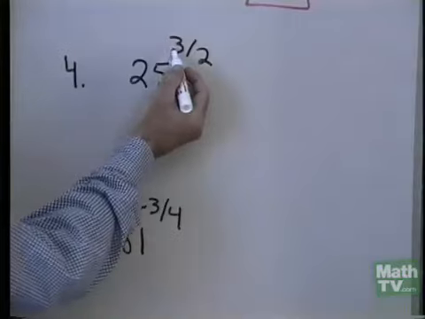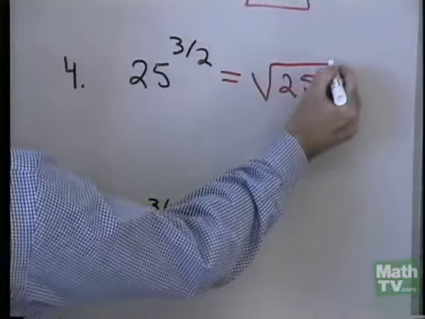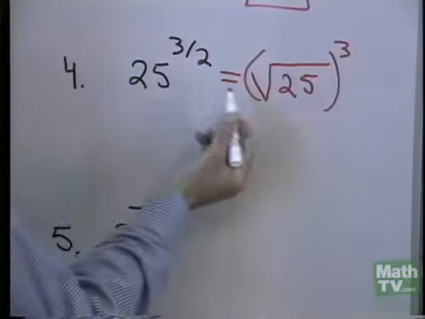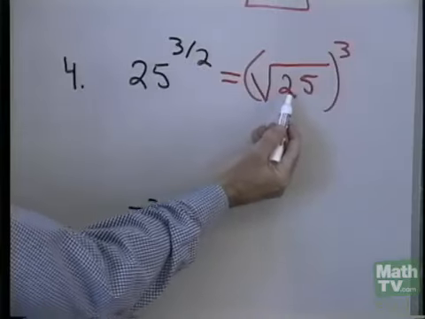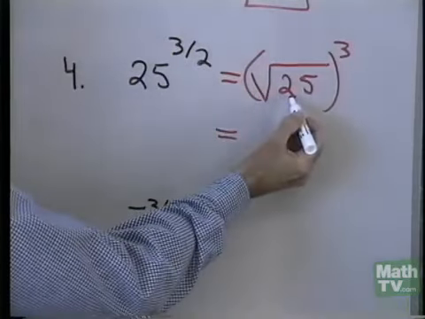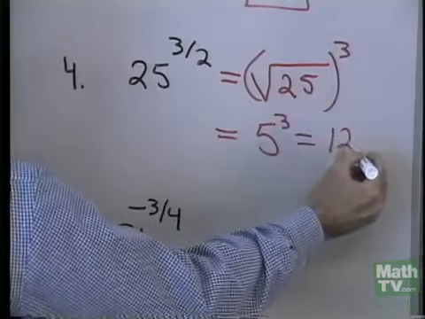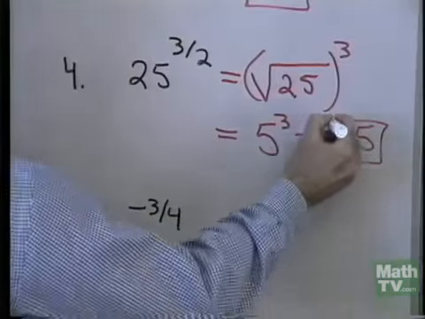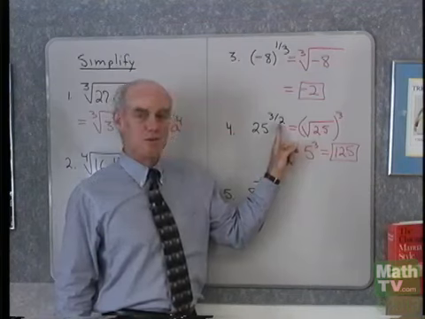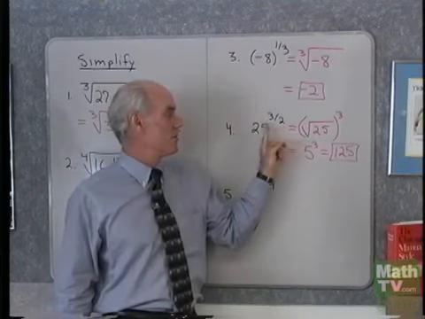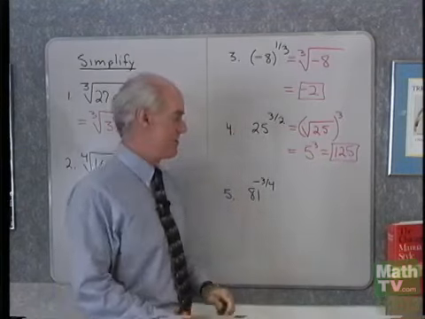Here I have 25 to the 3/2. This means I want the square root of 25, all raised to the 3rd power. So this is my exponent 3 right here, and this denominator 2 stands for the square root of 25. So I'll take the positive square root of 25, that's 5. I want to cube that, so I end up with 125. So I can skip all these steps if I want and just say to myself, this bottom number here stands for the root, this is the power, so I want the second root of 25, which is 5, cubed is 125.